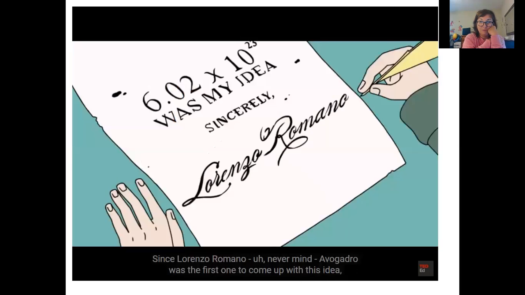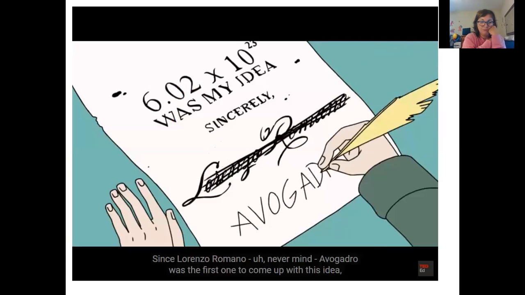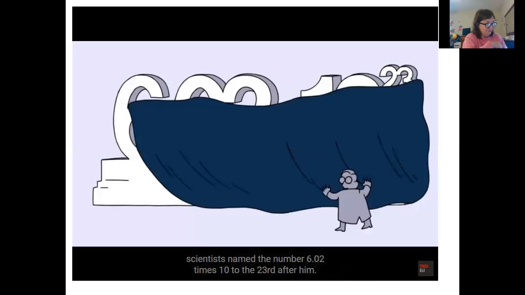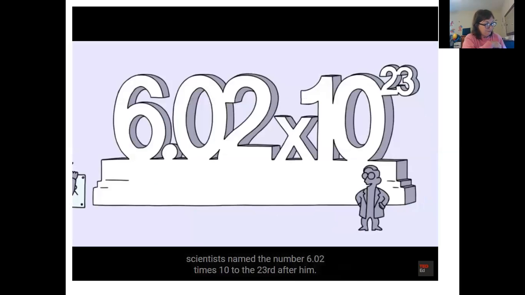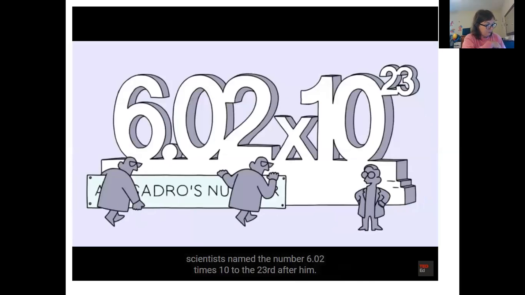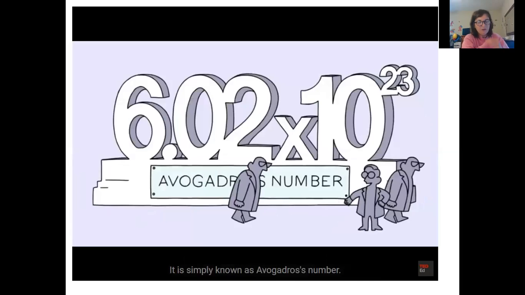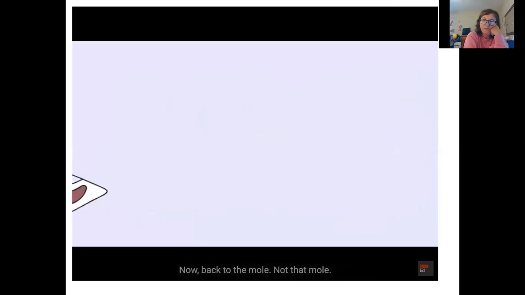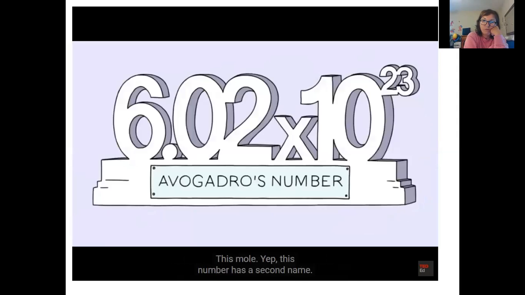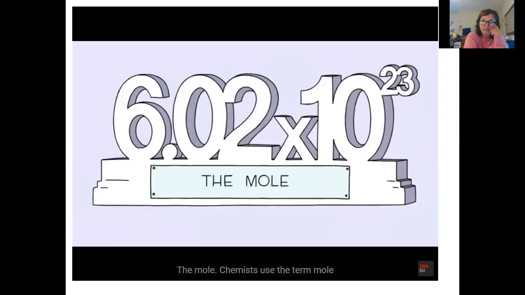Since Avogadro was the first one to come up with this idea, scientists named the number 6.02 times 10 to the 23rd after him. It is simply known as Avogadro's number. Now, back to the mole. Not that mole. This mole. Yep, this number has a second name, the mole.